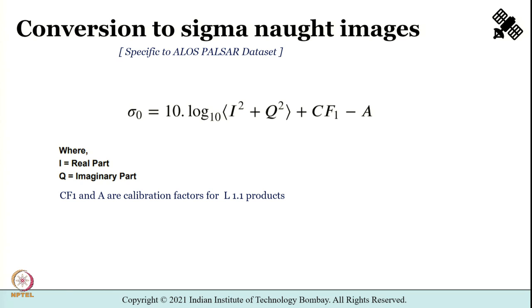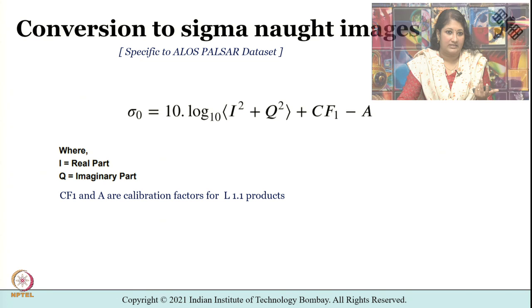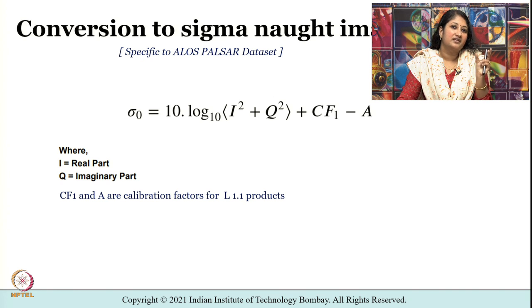Now again, this is also called differential radar cross section or normalized radar cross section, that is NRCS, and it is unitless. So sigma naught is the actual property we are interested in, as it is not instrument specific. In this particular tutorial, we are trying to understand or decipher sigma naught imagery from the ALOS PALSAR data.